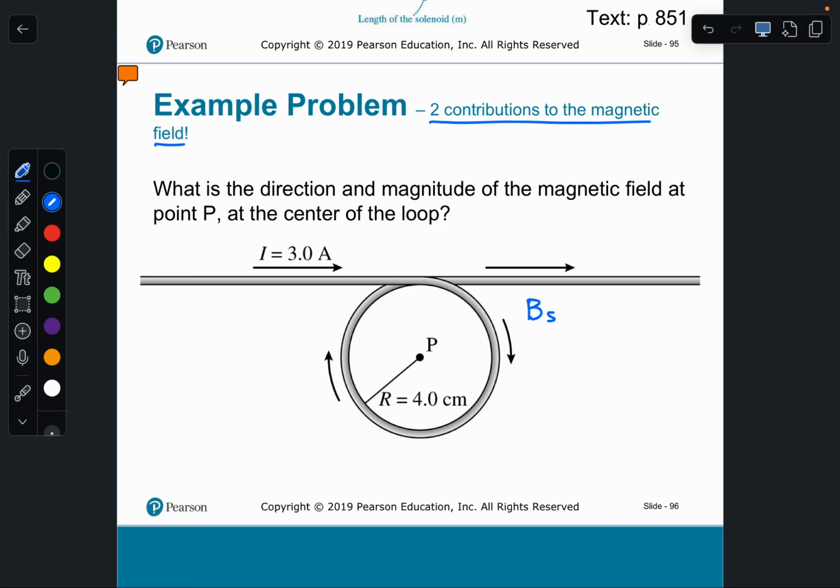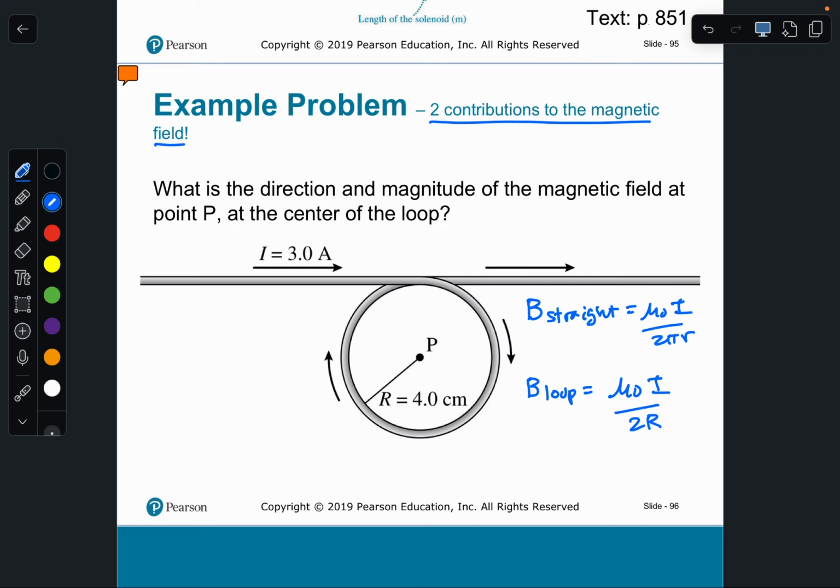So B straight is equal to mu naught I over 2 pi r, little r, and then B loop is equal to mu naught I over 2R. I'm going to put this as capital R because this is a fixed value, where little r can be any value. Okay, capital R means constant value. So here's how we calculate the magnitudes of those.